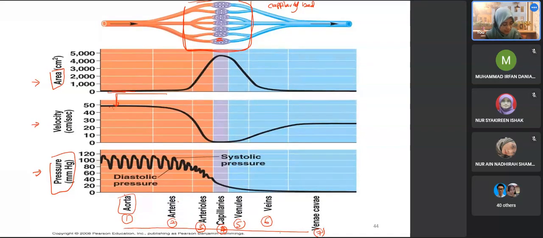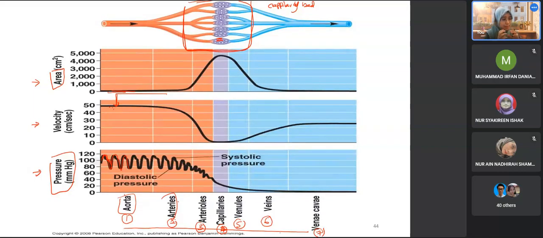So as you can see, as the blood flows in the aorta and also artery, you can see that the pressure ada yang increase, ada yang decrease, increase, decrease, increase, decrease. This is due to the blood that flows in the aorta and also artery.